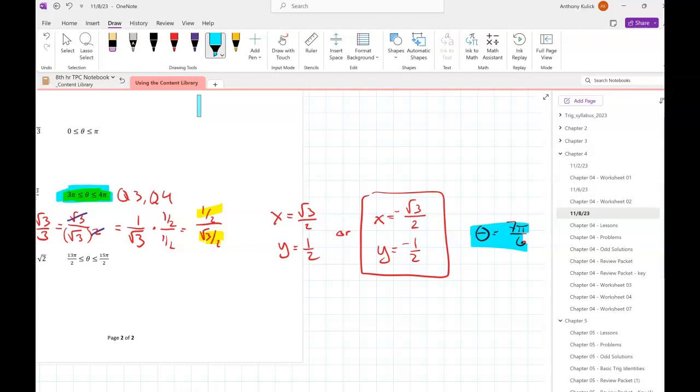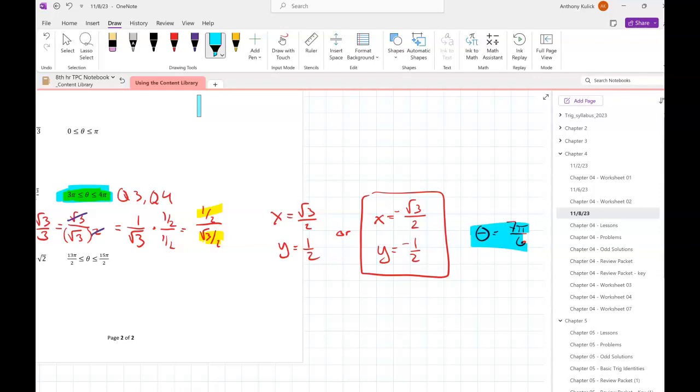So 7 over 6 is 1 1/6, right? Is 1 1/6 in between 3 and 4? No. Did we make a mistake? No. What do we still need to do? We'll just find an angle that's coterminal to 7 pi over 6. Is 7 pi over 6 too big or too small? Too small, right? 1 1/6 is less than 3, which is the bottom of our range.